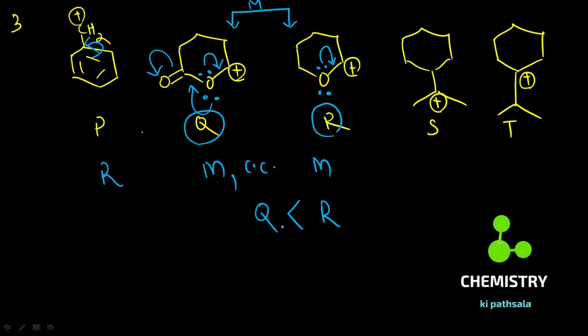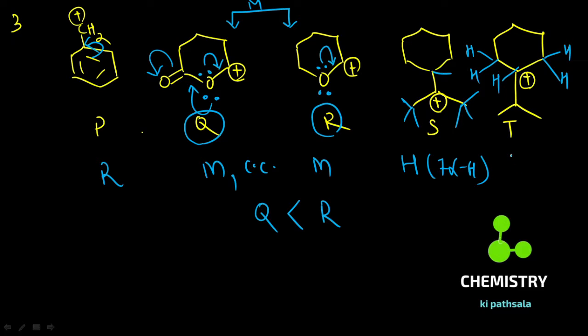In case of S, you will find here 3 alpha hydrogens, here 1 alpha hydrogen. So it is stabilized by hyperconjugation. That is because of 7 alpha hydrogens. In case of T, it is stabilized by, yes, very good, 5 alpha hydrogens.